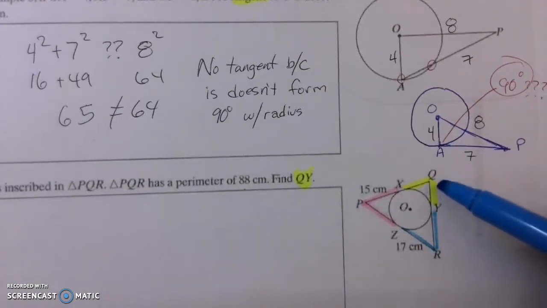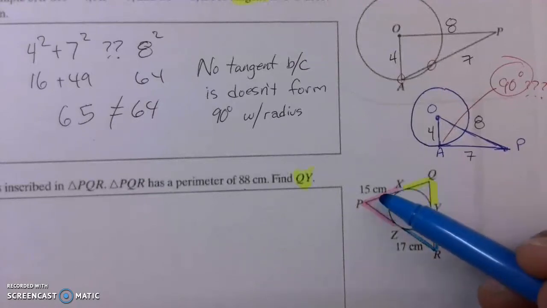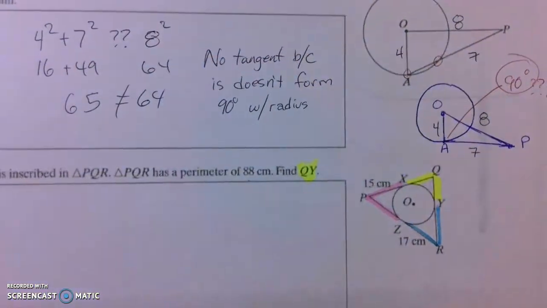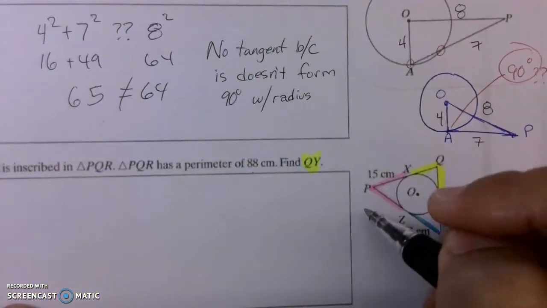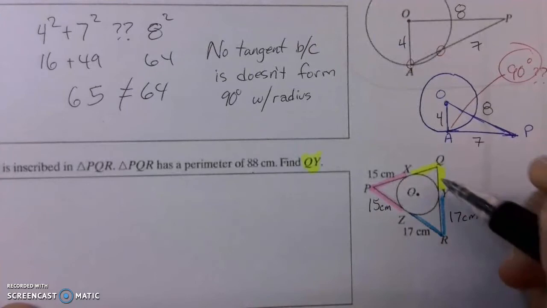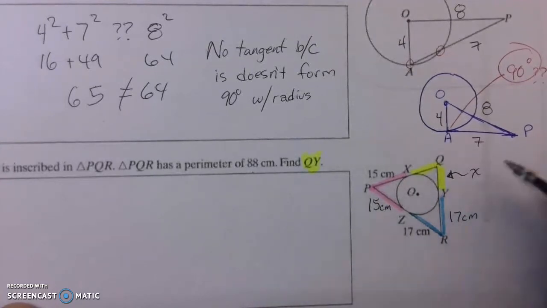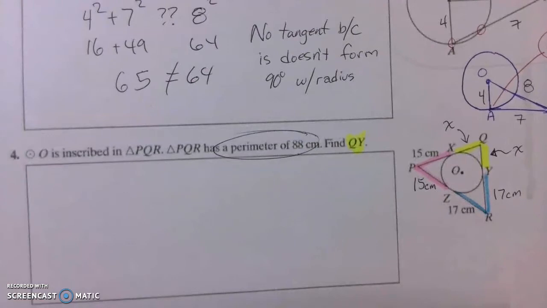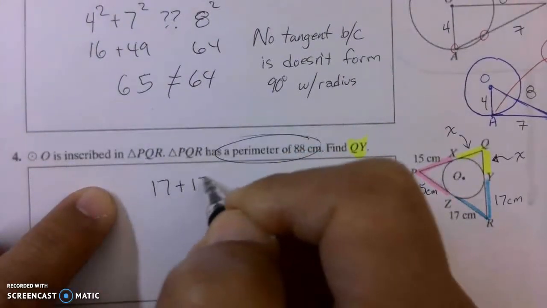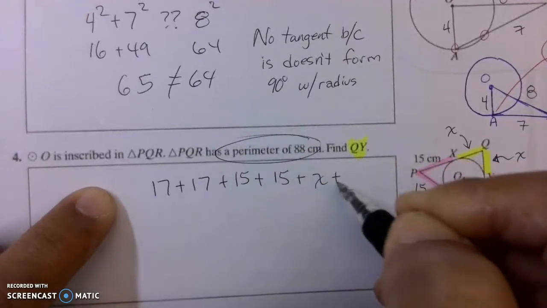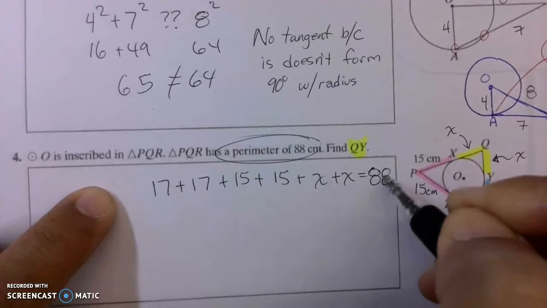We're not saying that this is halfway. The yellow is not equal to blue, and the yellow is not equal to pink. But we are saying the pink is equal to pink, the blue is equal to blue, yellow is equal to yellow. So if this is 15 out here in pink, this is also 15. If this is 17 in blue, this is also 17 in blue. If this is the unknown x, then this is also unknown x. And we're going to figure out what the yellow is. But we do know all of it adds up to 88. So what we're going to do is go 17 blue plus 17 blue plus 15 pink plus 15 pink plus x in yellow plus x in yellow is equal to the perimeter of 88.